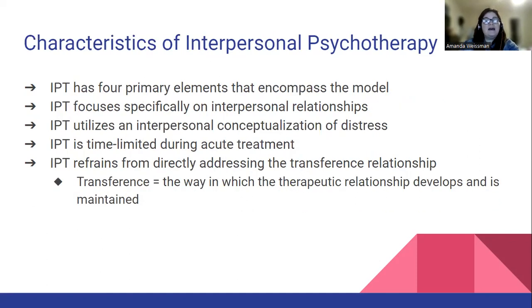So IPT has four primary elements that encompass the model. First is that IPT focuses specifically on interpersonal relationships and believes that psychological symptoms are due to interpersonal distress or the inability to change their expectations of relationships.